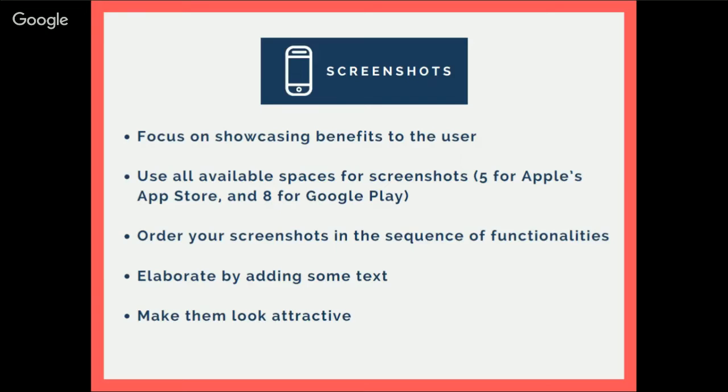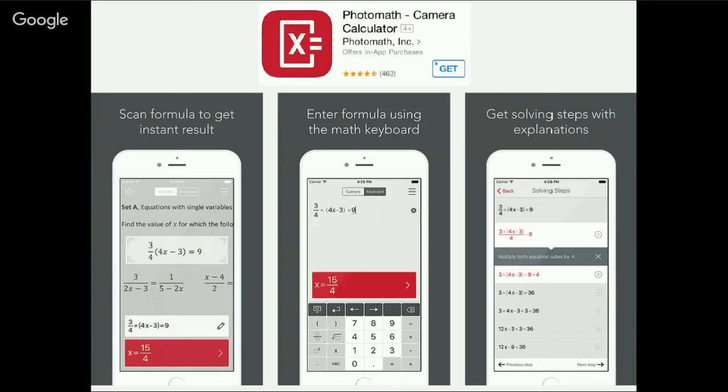And then elaborate by adding some text and make them, of course, look attractive. So this is how I would say that a photo math application that is ranked highly in the App Store has put up its screens. Basically, it's showing the different advantages or functionalities within the application, and the functionality is highlighted right there on the top, like scan formula to get instant result, and then they have shown the screen for it. Enter formula using the math keyboard, get solving steps with explanation, again the screen related to it. So that's how they've tried to paint a picture in front of the user of what he would be getting when he's going to download this application.